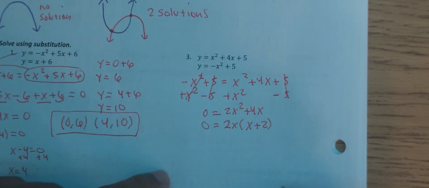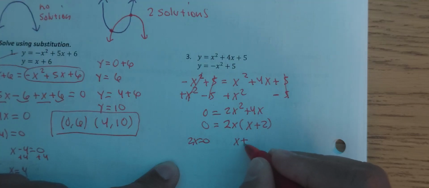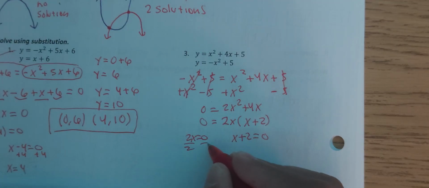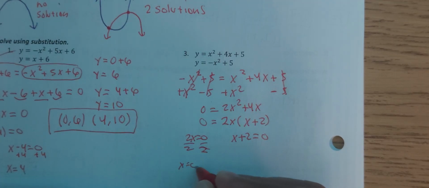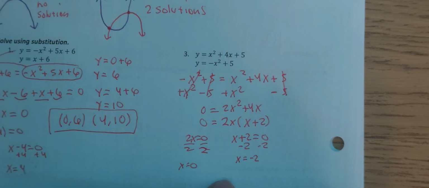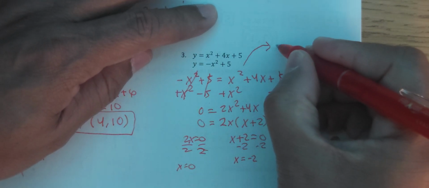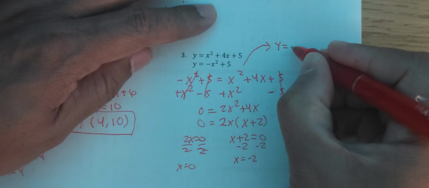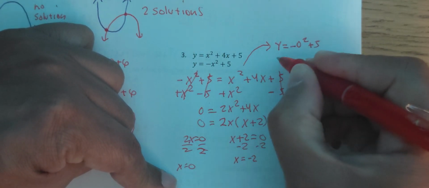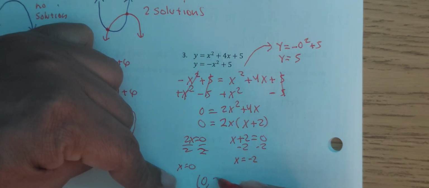Okay, now set each term equal to 0. 2x equals 0, and the other is x plus 2 equals 0. And then we solve. So divide by 2, which means x equals 0, and subtract 2, which means x equals negative 2. Okay, so now let's find the y coordinates. So I'm going to go to this equation again and find the y values. So y equals negative 0 squared plus 5, which means y equals 5. So then one point of intersection is 0, 5.